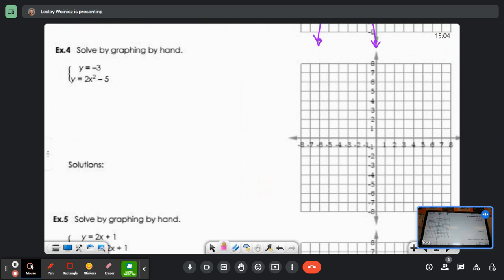What kind of graph do I expect for y equals negative 3? A horizontal asymptote kind of thing. So a horizontal line, right? Okay, that was very good. So horizontal.